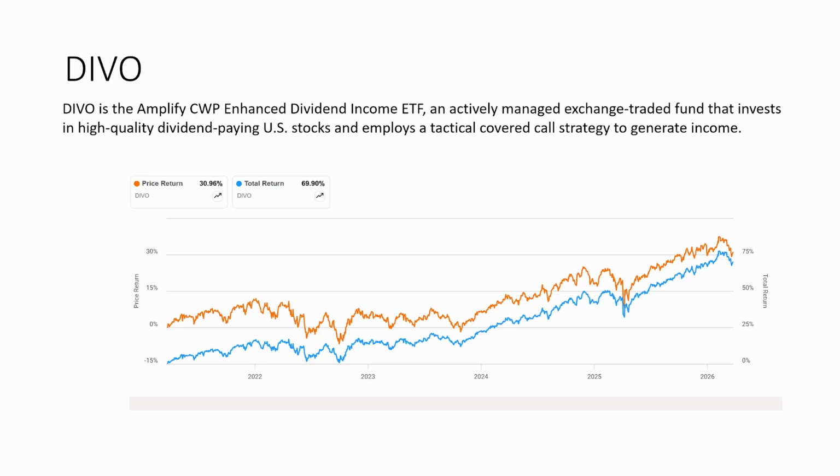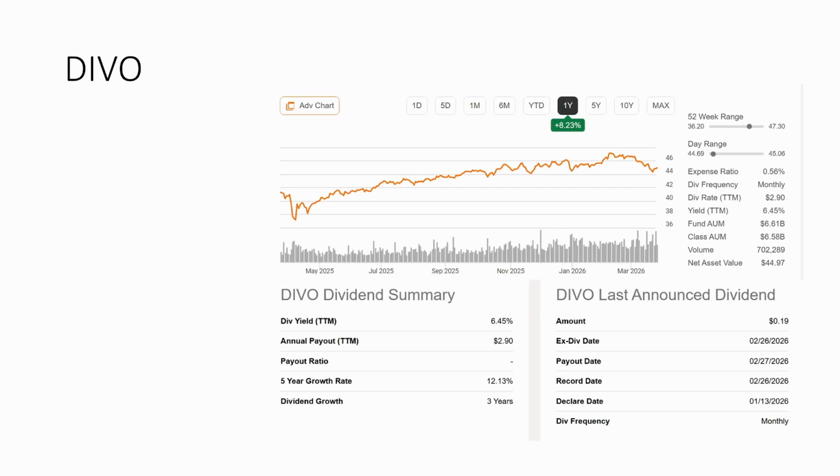Now, as you can see, it is up 30%, nearly up 70% in total return. And as you can see, it's a monthly dividend. It only has an annual payout of just under $3, but it's a yield of 6.45%. And it's good. You know, dividend growth for 3 years, 5-year growth rate 12%, which is one of the best. So I would recommend checking it out if you do want to add some monthly dividend income as well as growth, which is just a bit better than SCHD.